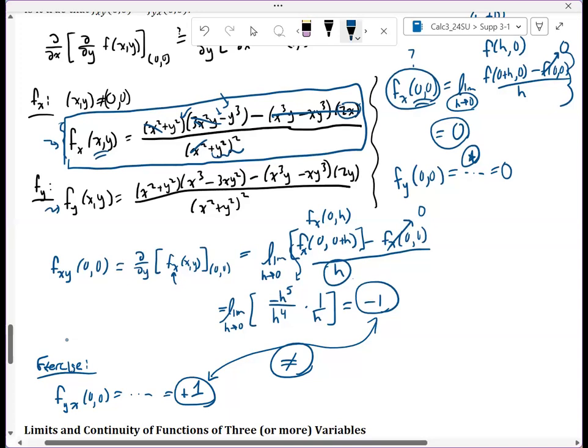My mixed partials at 0, 0 for this function are not equal, but we're going to see a theorem coming up called Clairaut's theorem that seems to suggest that mixed partials, maybe if we're not careful, we might think are always equal. But there's an important criterion attached to it. It says if something is true, then the mixed partials are equal. And this just demonstrates that that criterion, that assumption, is actually important. The mixed partials aren't always equal. They're only equal under the assumption of Clairaut's theorem.